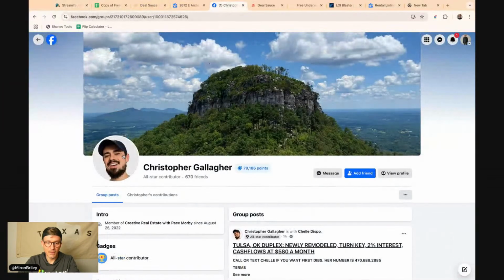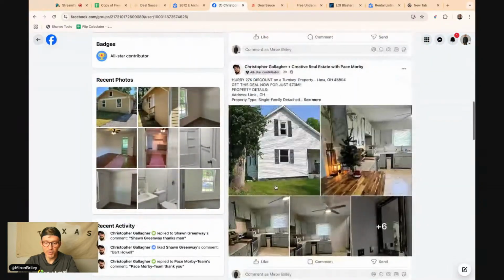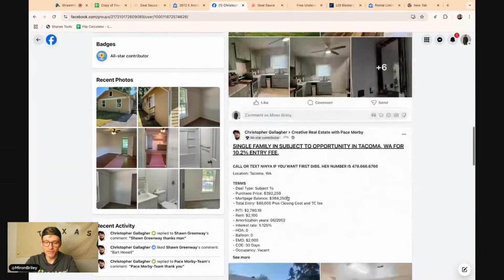What I can do, I'll go back to the creative group and I think I can find a sub 2 deal pretty quick. Give me a second here. I bet Christopher Gallagher just has another. He's posting deals. I'm gonna share my screen again. So that's the guy who has that duplex. Let's see here. That's a fix and flip.